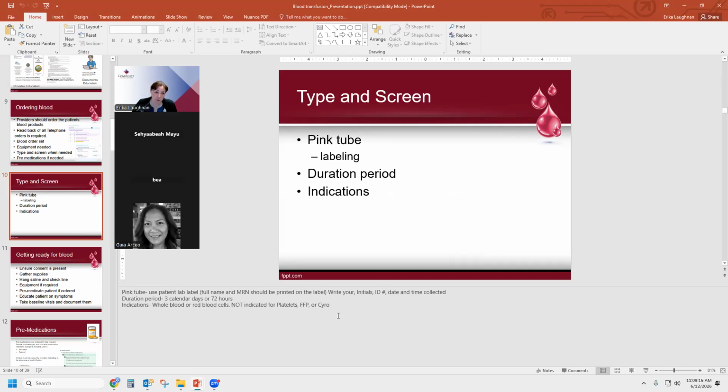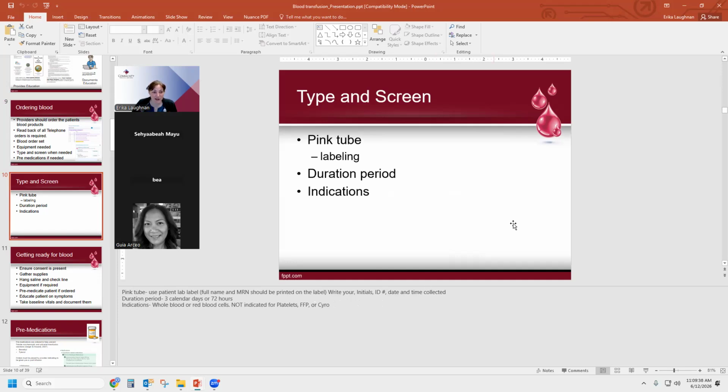At Clovis, we have a weird practice where our policy tells us we have to write our initials, our ID number, and the date and time we collected it. So on the pink tube, we have to write all that on there, whereas at CRMC, you don't have to write your ID number, but for whatever reason, we can't get updated in Clovis. We've tried, that's what our policy says, and that's what we have to follow.